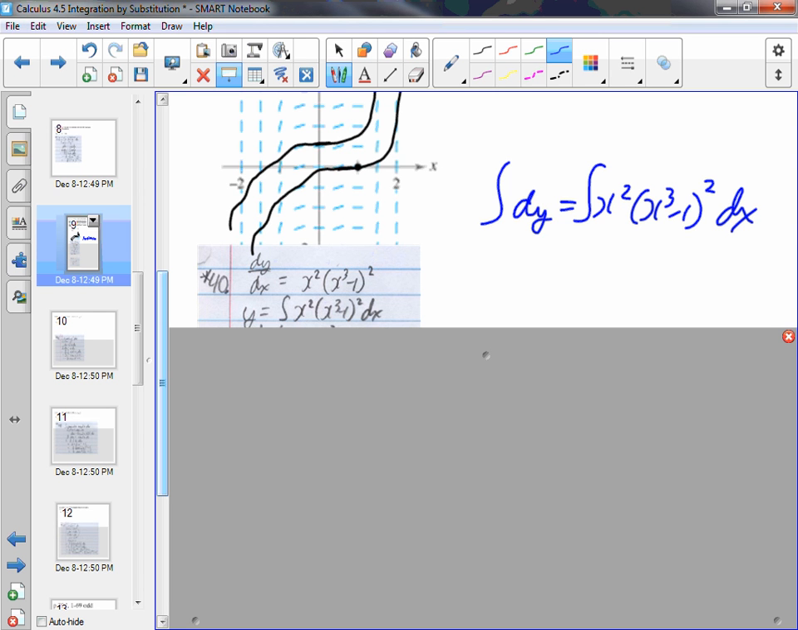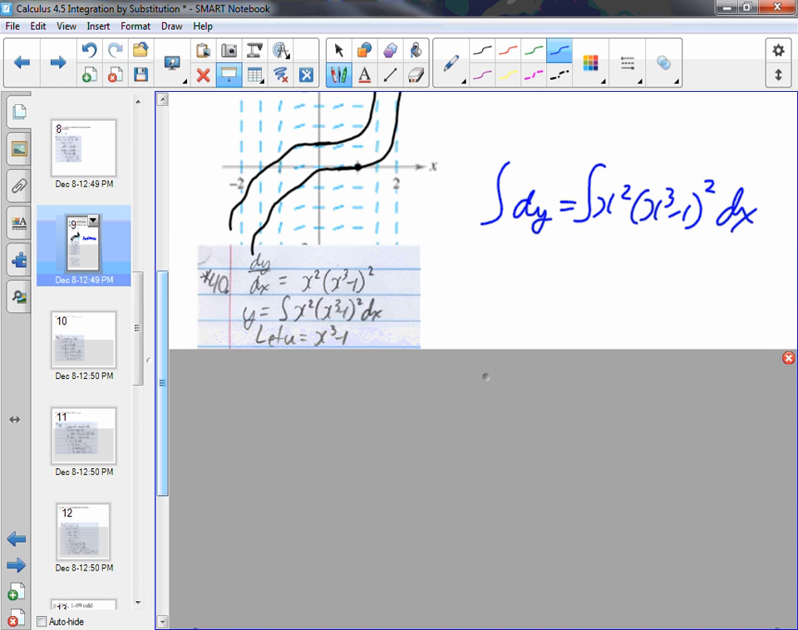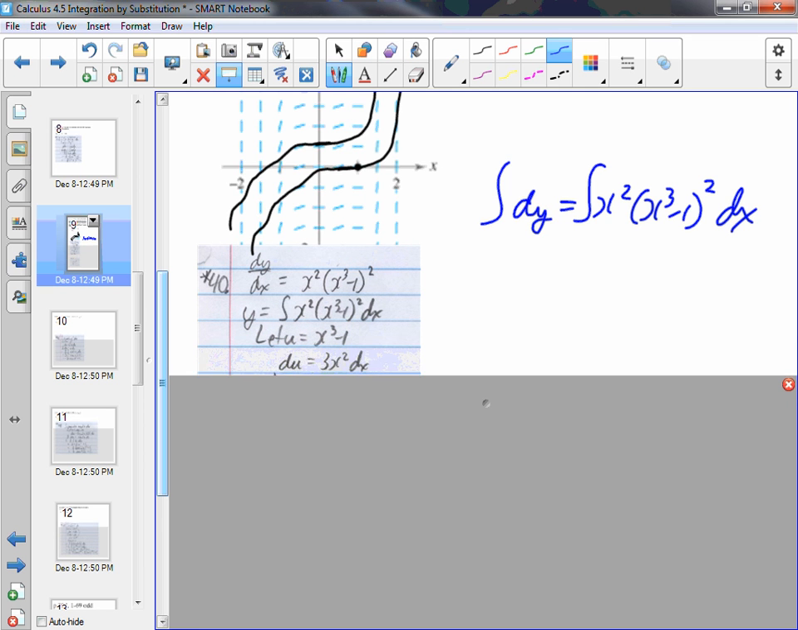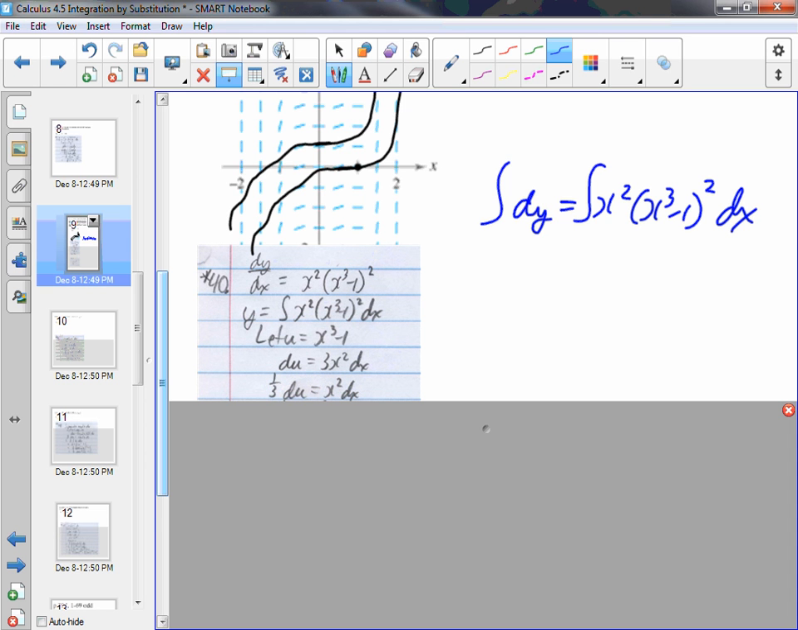Doesn't that look just like what we've been doing? All right, what are you going to let u equal? Let u equal x cubed minus 1. Well, then what does du equal? 3x squared dx. What do you wish du equal? x squared dx. So how do you turn the right side into x squared dx? Multiply by 1/3. Go ahead and do the substitution and see if you get what I get.